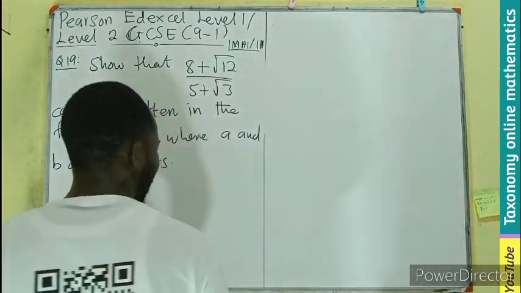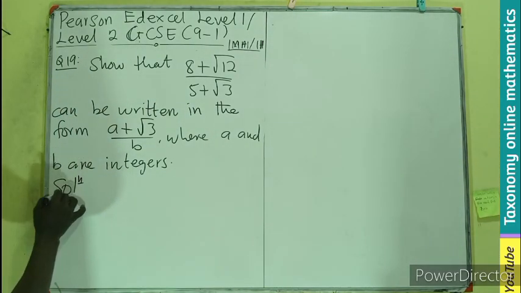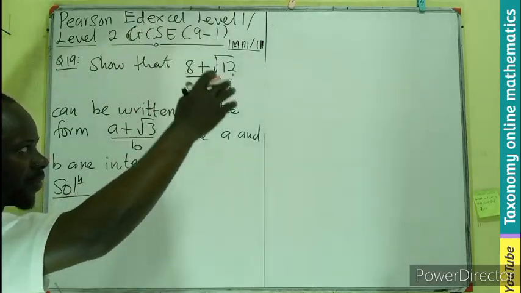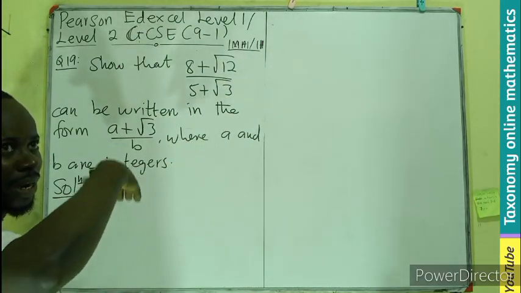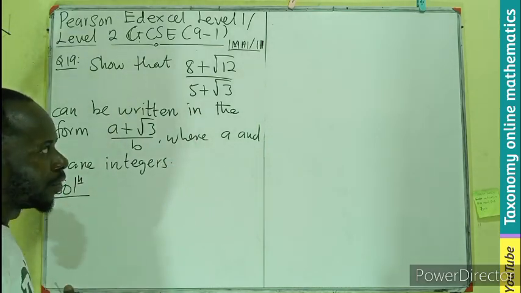So this is rationalization of what? A surd, because we still have a surd in the denominator which we need to clear. So we rationalize by multiplying both the numerator and the denominator by the conjugate pair of the denominator.